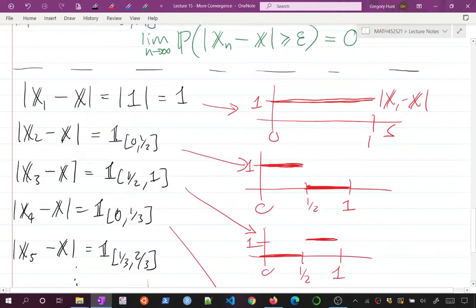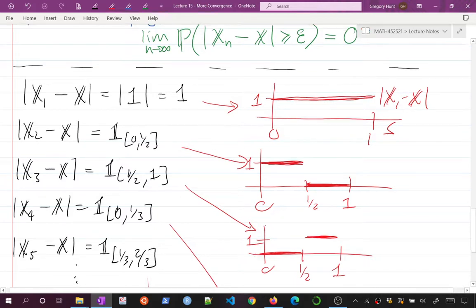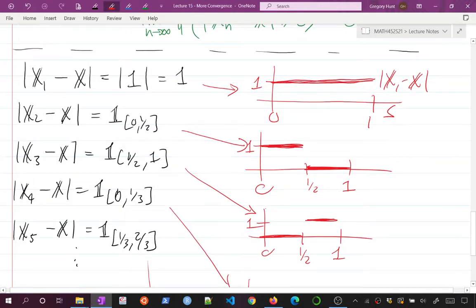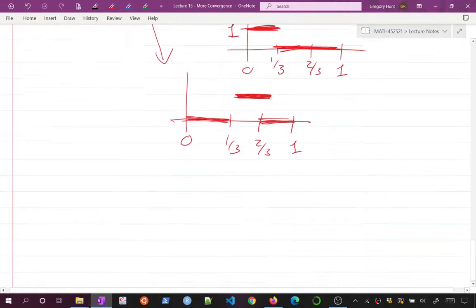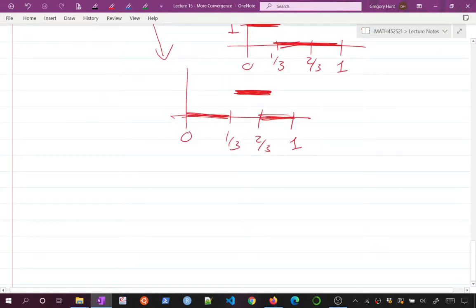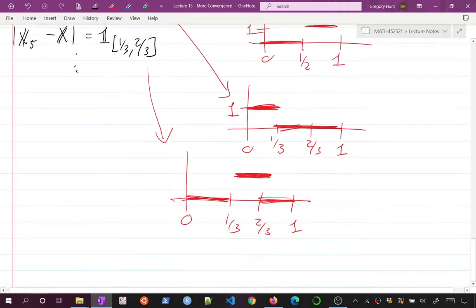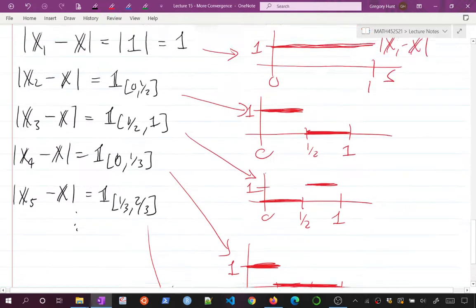So all you're seeing is that these are functions that are either 0 or 1. I start off with 1 everywhere. Then I have 1 the first half, 1 the second half, 1 the first third, 1 the middle third, 1 the last third, 1 the first fourth, 1 the second fourth, 1 the third fourth, 1 the fourth fourth. So I'm just going to get these kinds of functions.